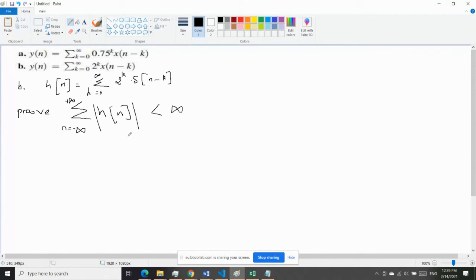Okay, that means we have to prove that the sum of the absolute value of this sum is less than infinity. Okay. Let's think about this.